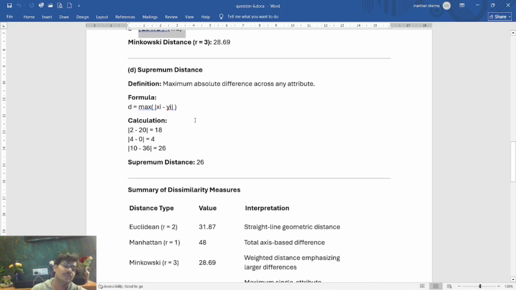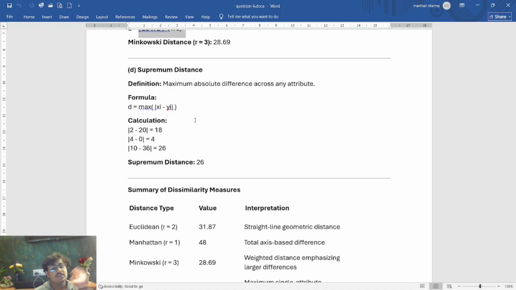Now moving on to the supremum distance, also called L infinity distance. This measure simply looks at the maximum absolute difference across all attributes. So 2 minus 20 is 18, 4 minus 0 is 4, and 10 minus 36 is 26. So the supremum distance is 26. This tells us the dimension where the two profiles differ the most, which in this case is infrastructure usage.